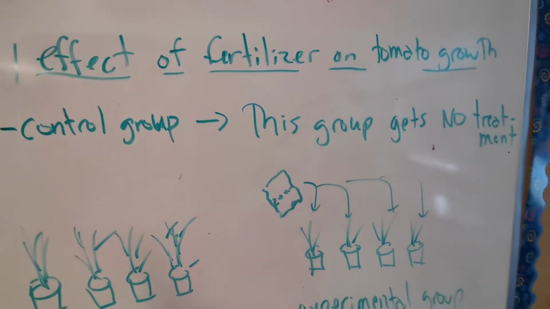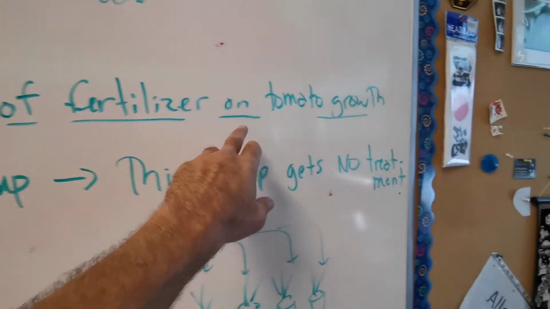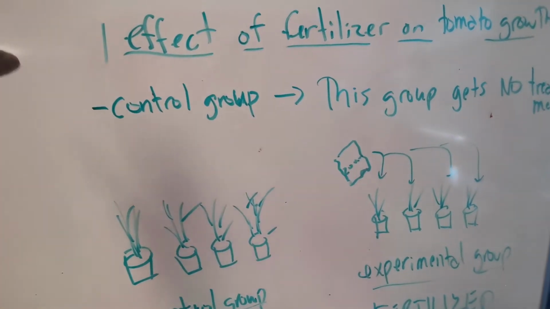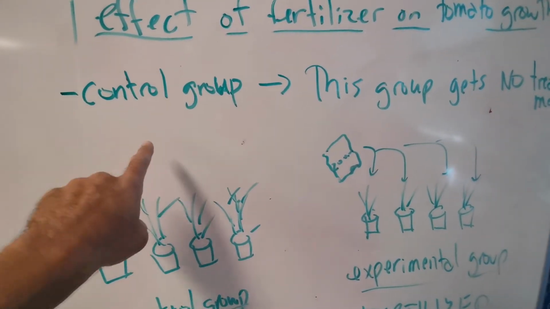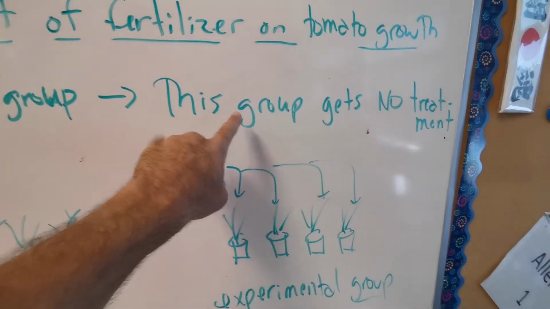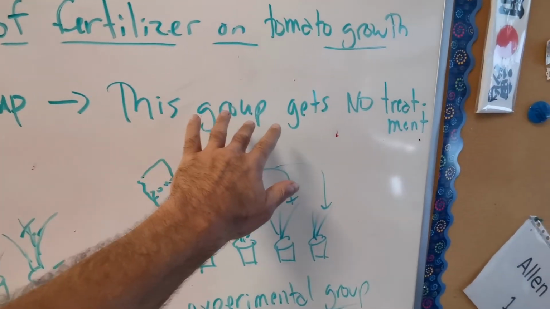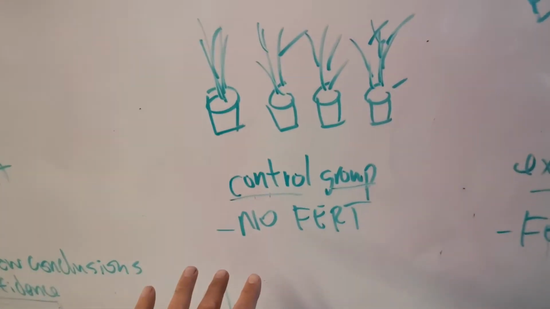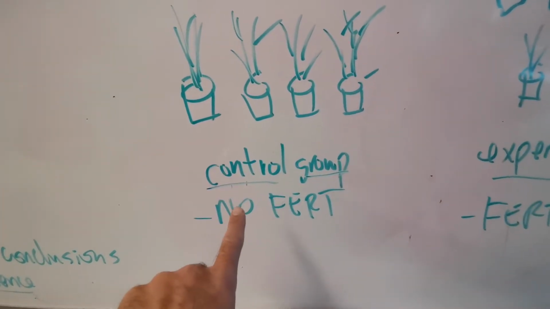So our problem statement would be, what is the effect of fertilizer on tomato growth? This is what we're going to investigate. So any investigation is going to have a control group and an experimental group. In this case, our control group, and it would always be the case, is the group that gets no treatment. So in other words, no fertilizer. So our control group does not get any fertilizer.